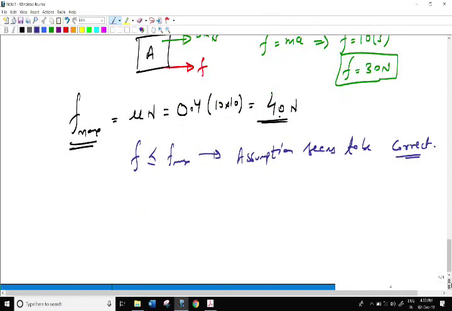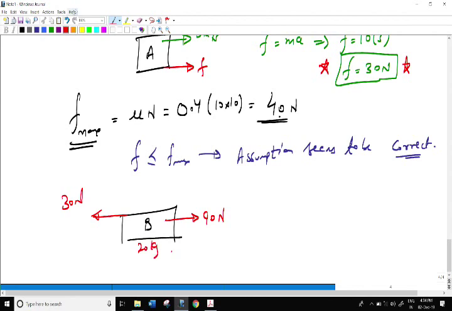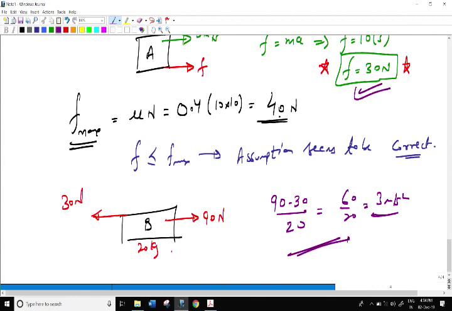Now look at the lower block. If you talk about the lower block B, on the lower block we have a force of 90 Newton in the forward direction, and this friction, this 30 Newton, will act in the backward direction. The mass of B was 20 kilogram. So let's calculate the acceleration. The acceleration is 90 minus 30 divided by 20, so 60 by 20, 3 meter per second square. So yes, indeed, both the blocks confirm that the friction will be 30 Newton and the common acceleration will be 3 meter per second square. Solved.